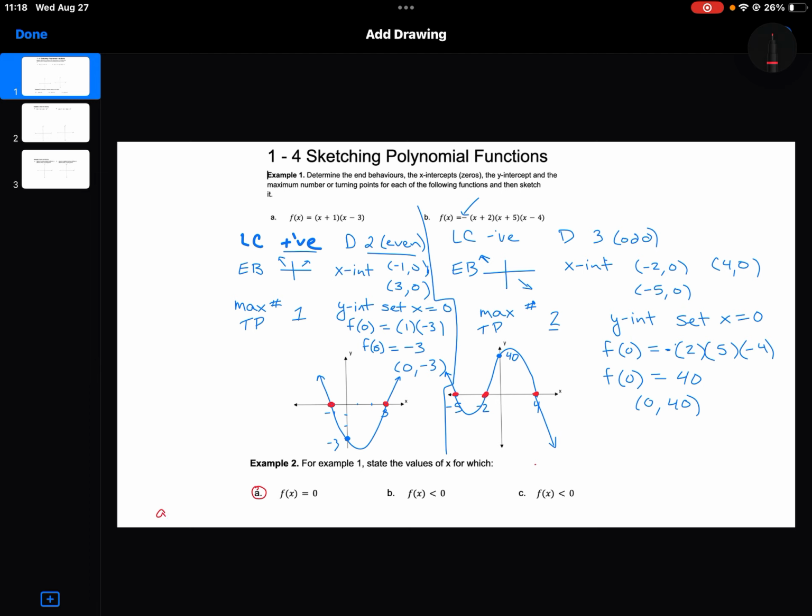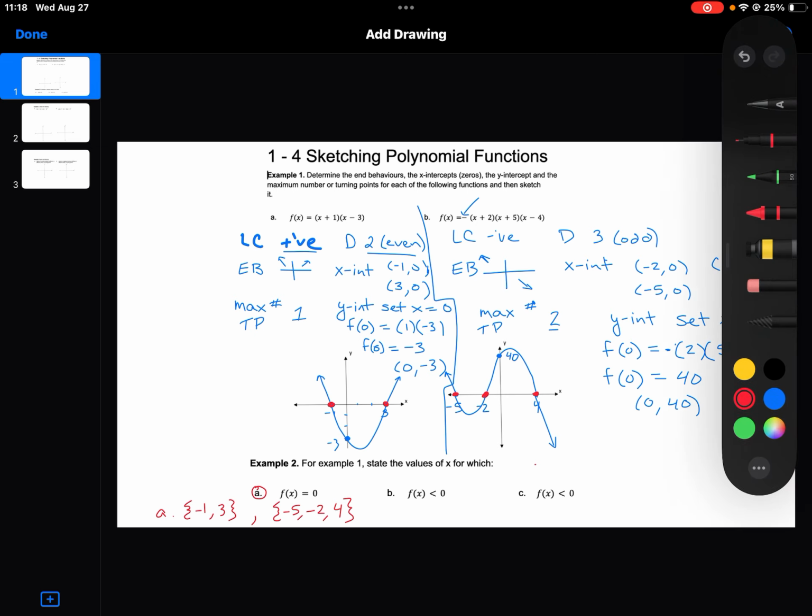So for part A, I'm just going to represent these as a list of values. I'm going to say that x could be equal to -1 or 3. And then for the second function, I've got 3 values. So I've got -5, -2, or 4.